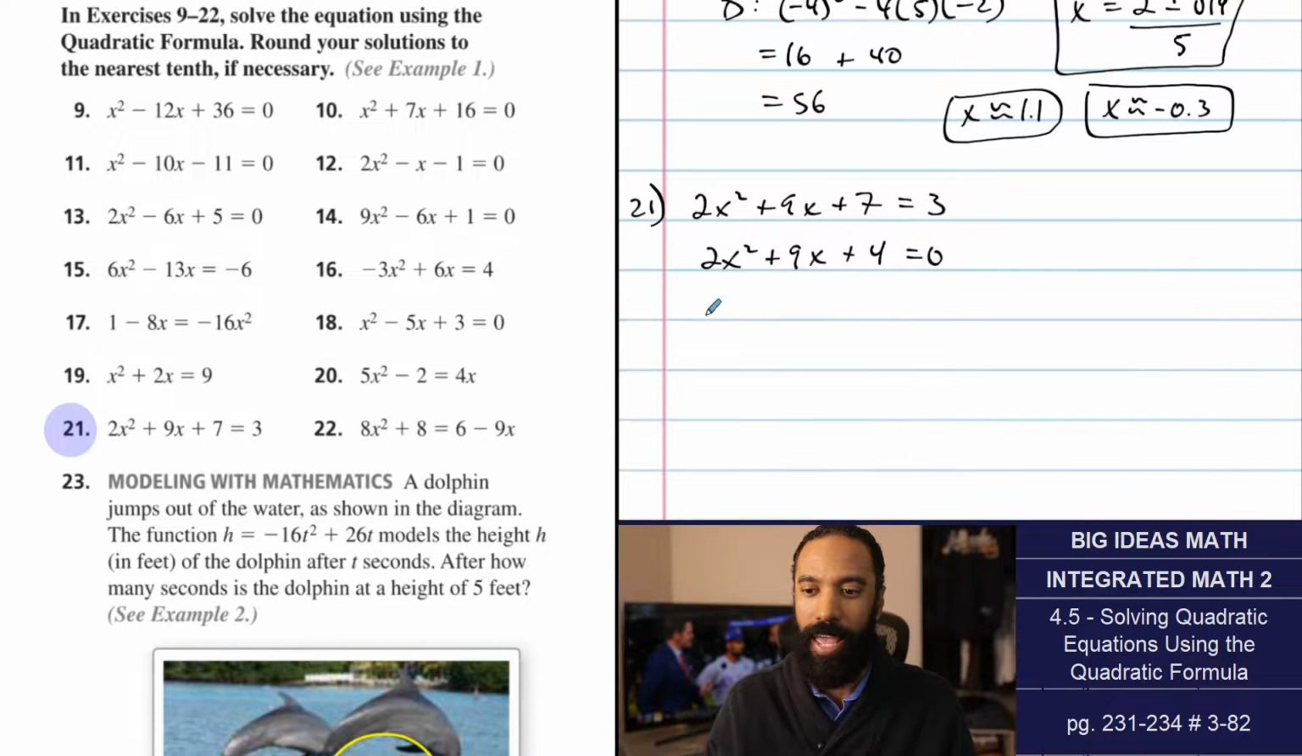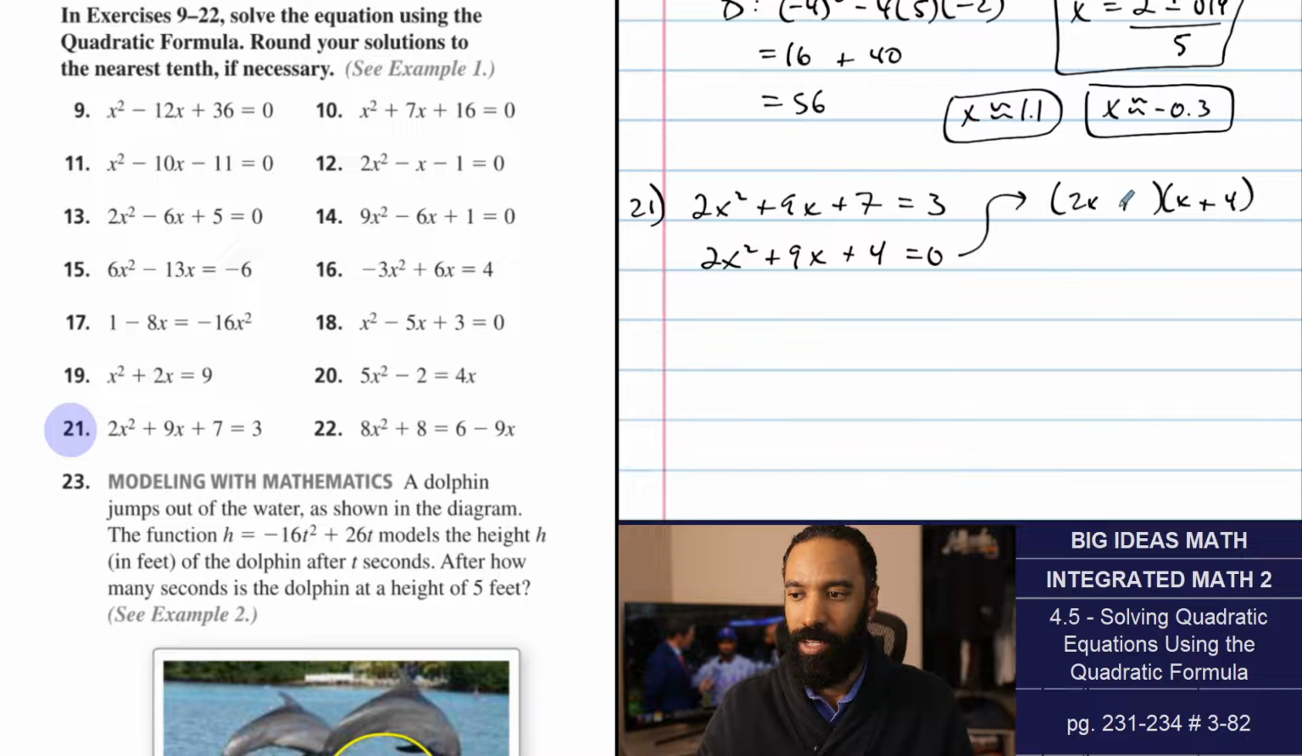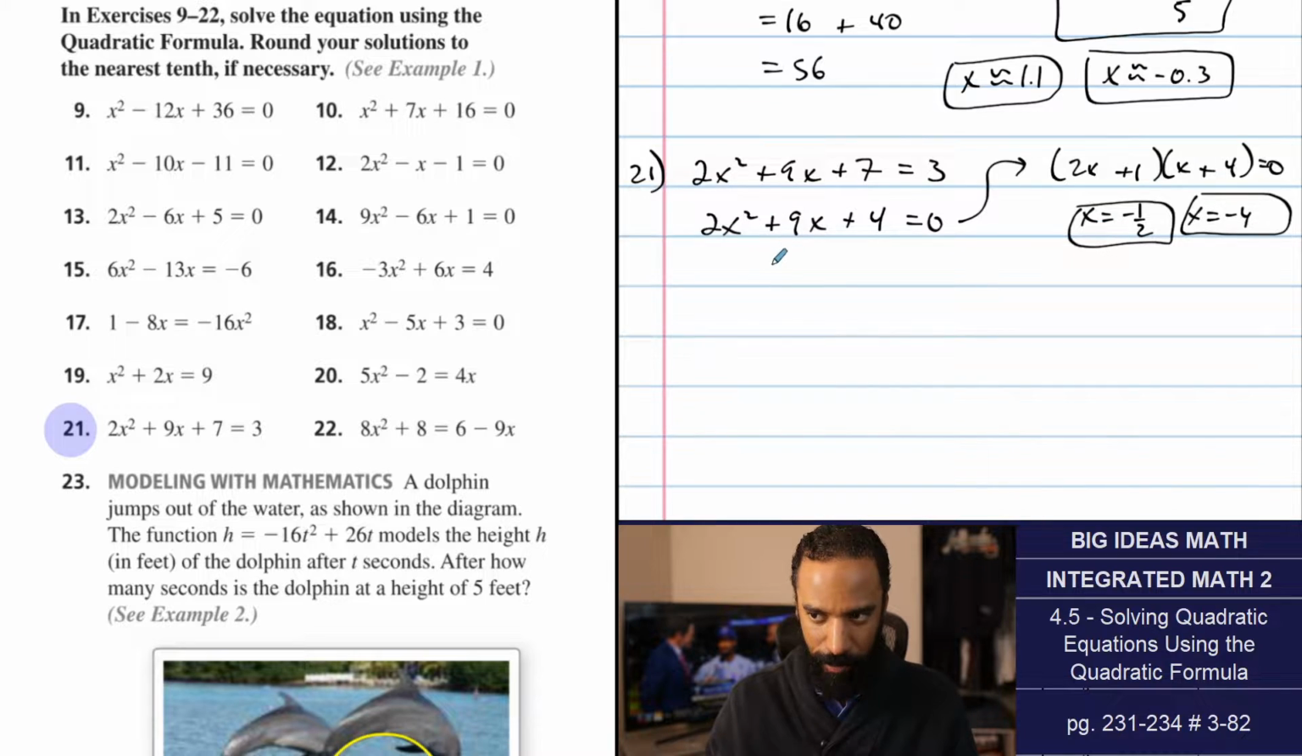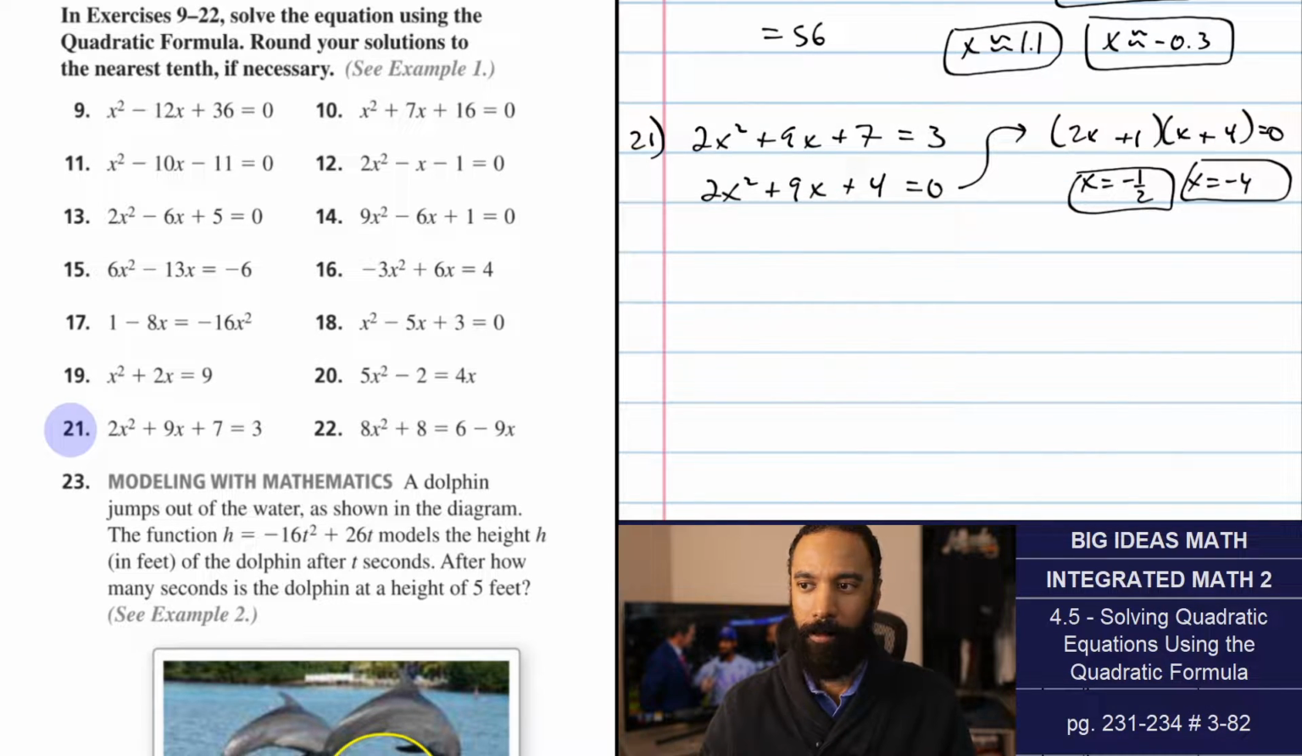So let's go ahead and use quadratic formula though. Well, hold on. I'm going to do this by factoring first. 2x, like that. This is 8x plus 1x is 9x. So x is negative 1/2, x is negative 4. If I can factor faster than I can use quadratic formula, I'm going to go for it. They call it not easily factorable. Depends on how good your factoring strategies are.